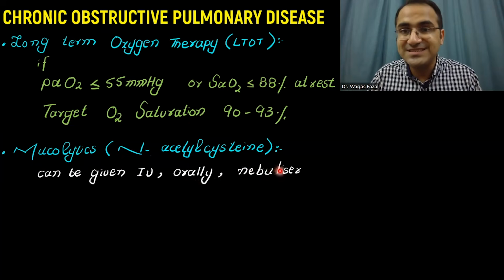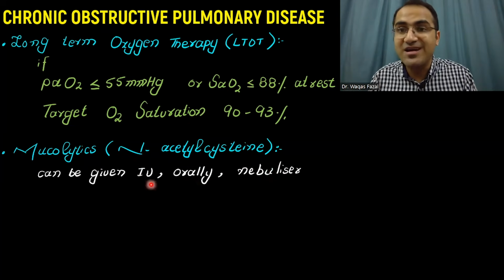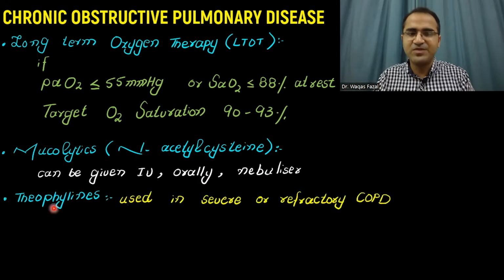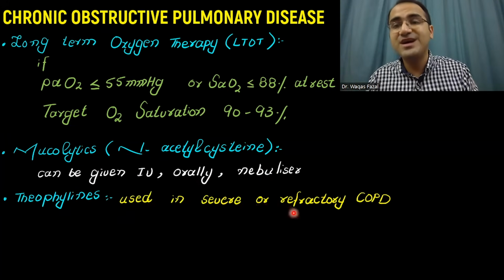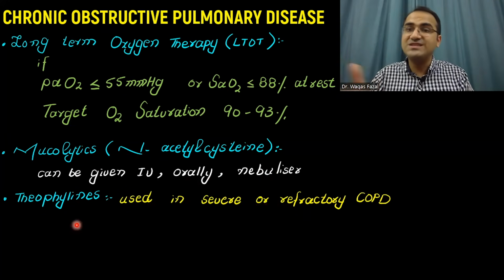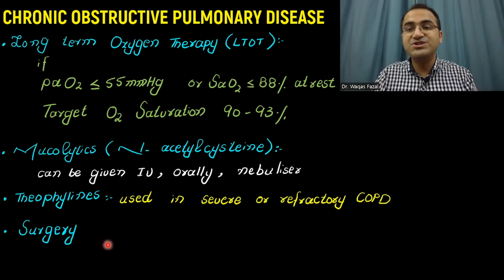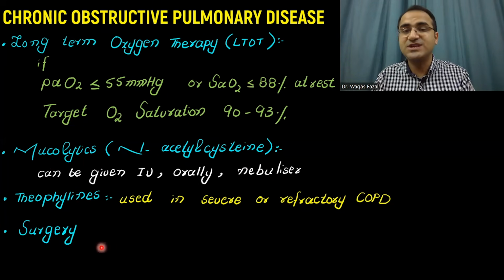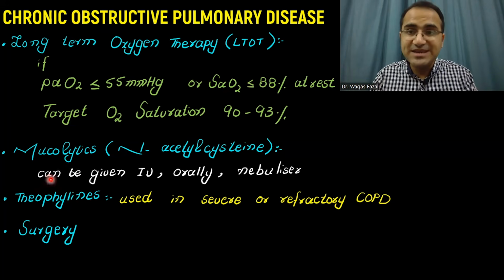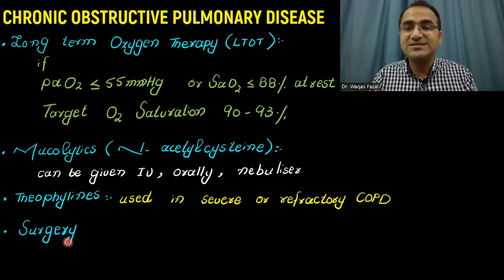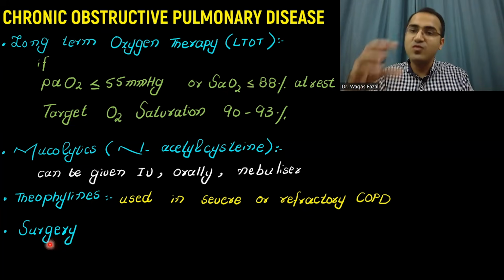Mucolytics like N-acetylcysteine can be given in nebulized form, orally or IV. They break down the mucus and remove the mucus and relieve the obstruction. Theophylline can be used in severe or refractory COPD, but theophylline has an increased risk of arrhythmias. Surgery can be performed if the patient has a severe form of COPD which cannot be treated with these medications. If the patient develops complications like rupture of blebs, in that case lung transplantation and removal of those blebs can be done by surgery.